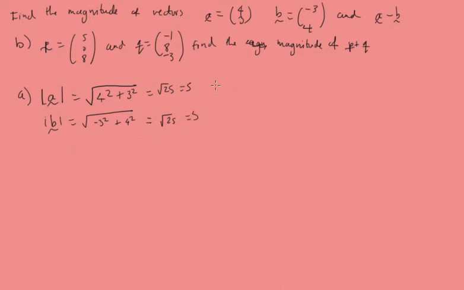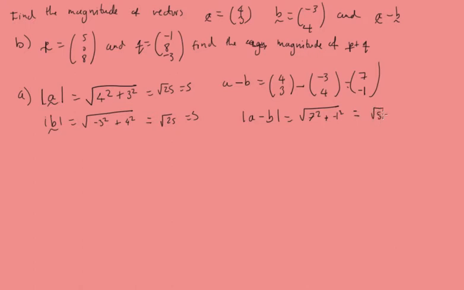Now A minus B is (4, 3) minus (-3, 4), which is (7, -1). So the magnitude of A minus B is going to be the square root of 7 squared plus (-1) squared, which is root 50, which is 5 root 2.